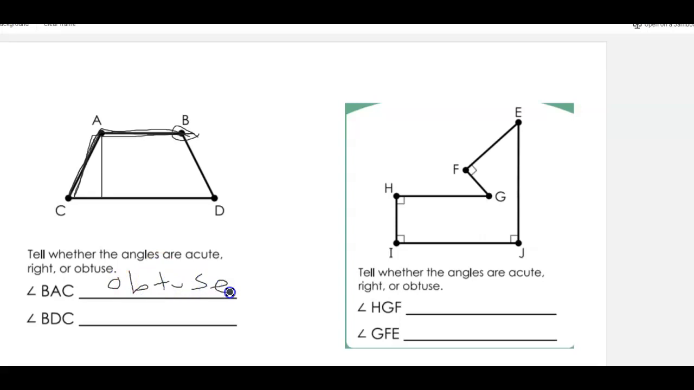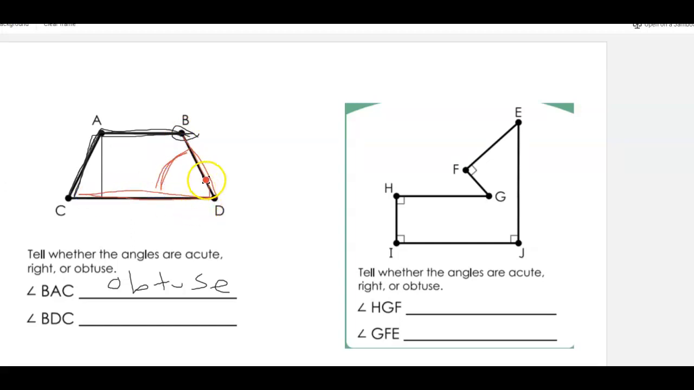All right. Why don't you try BDC? Pause the video and see if you can tell me if angle BDC is acute, right, or obtuse. BDC. Let's change colors here. So now we got angle BDC. It's this angle right here. So we're really looking at this angle here, right?